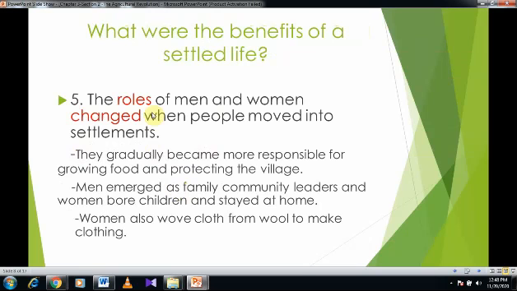The last advantage was that the roles of women and men changed. Instead of each one being responsible for a certain task, they both became responsible for protecting the family and the village. Men were previously responsible for hunting and gathering, for hunting animals and killing them. Now they became the family and community leaders, and women, instead of taking care of the settlement and collecting seeds and berries, started staying at home and having children. Women also wove clothes, making clothing from wool.